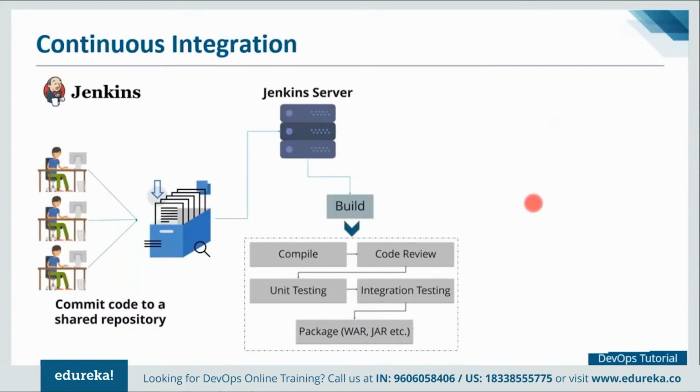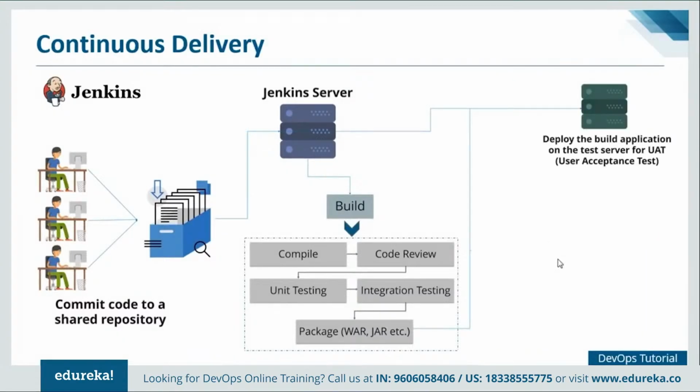And let's move forward and we are going to focus on continuous delivery now. So continuous delivery is nothing but taking continuous integration to the next step. So what are we doing? In a continuous manner or in an automated fashion, we are taking this build application onto the test server for end user testing or user acceptance test, right? So that is basically what is continuous delivery.